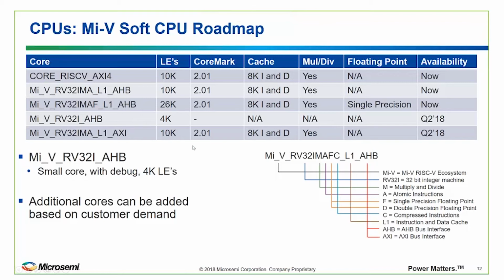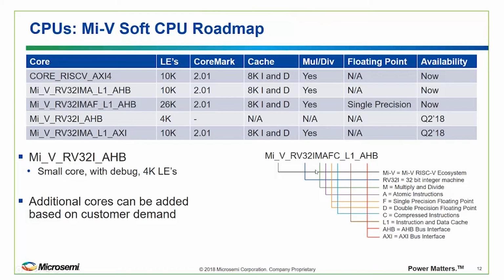And then for bringing out a RV32I MA with the AXI interface, that will be out in the second quarter as well. So this is about 10K logic elements, but it's going to be basically the same RV32I MA with an AXI interface instead. And based on customer demand, we're always looking at our mix, so we can add additional cores if we have a particular customer demand.